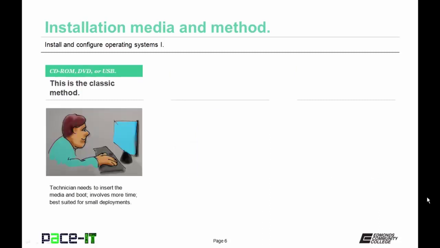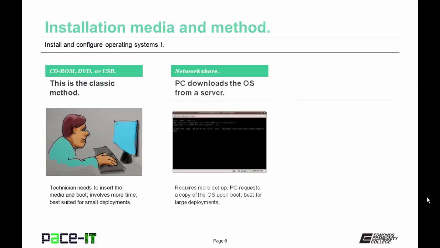For installation methods, we go back to the physical media. That's the classic method. Power up the system, install the disk, and then sit around and wait. For this, the technician needs to have the media, and this is best suited for small deployments. Now let's move on to network deployment. For network shares, the PC downloads the operating system from a server. This requires more setup as there's more hardware that is involved. The PC gets fired up and it requests a copy of the operating system upon boot up attempt. This is best for larger deployments.